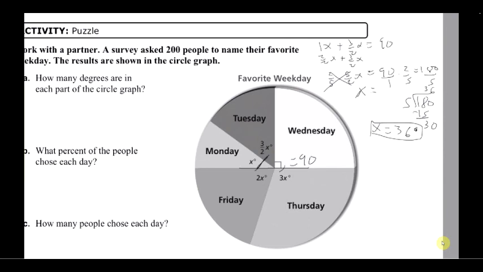So, riddle me this. If 2x plus 3x equals 180, can we solve? Of course we can. Let's combine like terms. 5x equals 180. Wait a second, we've seen this before. If we divide both sides by 5, we already saw that 180 divided by 5 equals 36. So we found x. What do we do with this information? Let's plug x into each of these equations. So Monday would be 36 degrees.